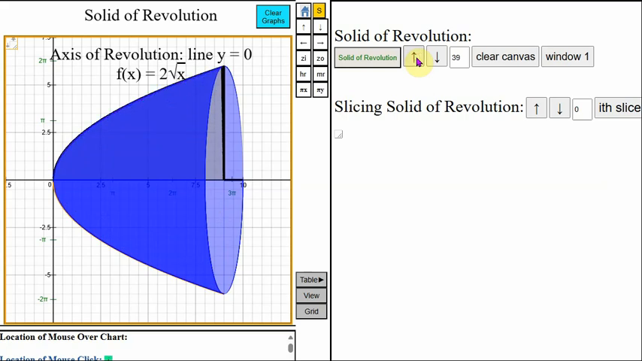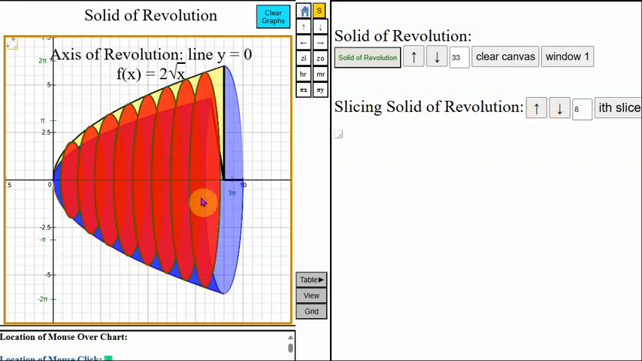And we get a solid of revolution that looks like this. To find the volume of this solid of revolution, we can divide the solid into thin slices like this. Each slice or each disc will be in the shape of a cylinder. What we would do is find the volume of each cylinder and then add them all together, and that will give us the approximate volume of the solid of revolution.